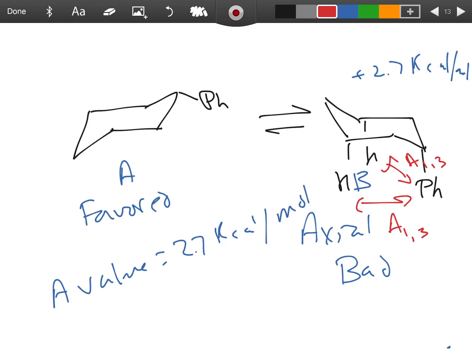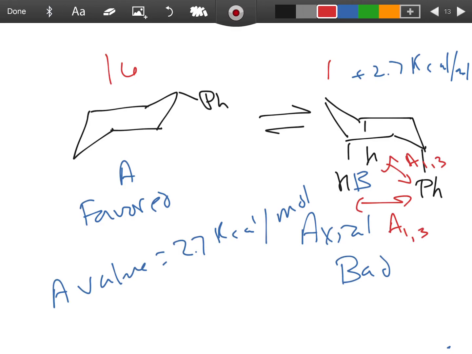So 2.7 kcals per mole is somewhere around probably 15 or 16 to 1. So you have like 16 of this to every one of these, right? When I go to ethyl, that number goes to 1.8 kilocalories per mole. So it's closer to like 10 or 11 to 1. So it's significantly smaller, right?